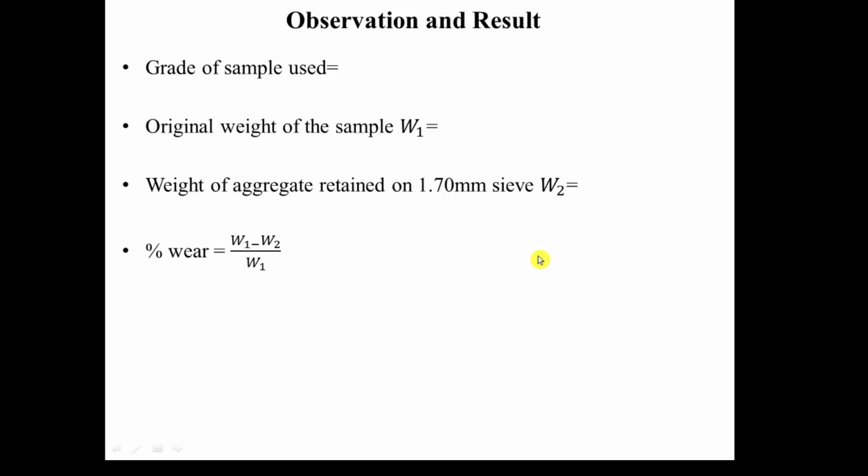Observation and result. Note down the grade of the sample used. Note down the original weight of the sample, that is W1. Then note down the weight of the aggregates retained on 1.7 mm sieve, that is W2. Find out the percentage weight using this formula: (W1 minus W2) upon W1, where W1 is the original weight of the sample and W2 is the weight of the aggregates retained on 1.7 mm sieve.